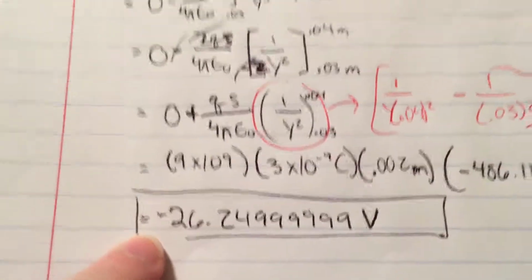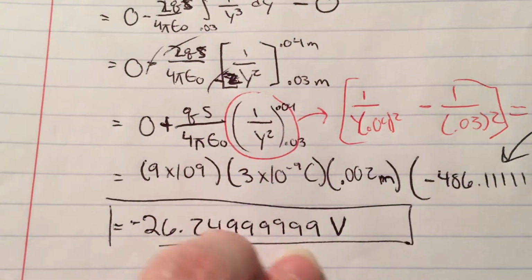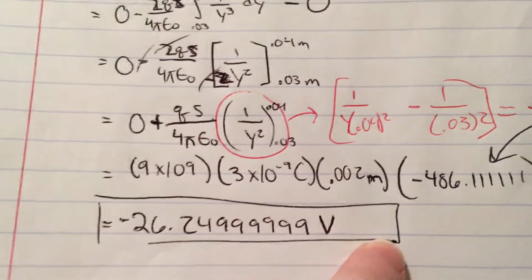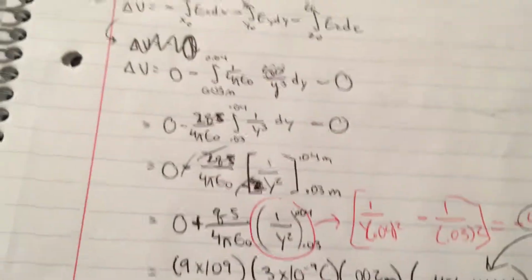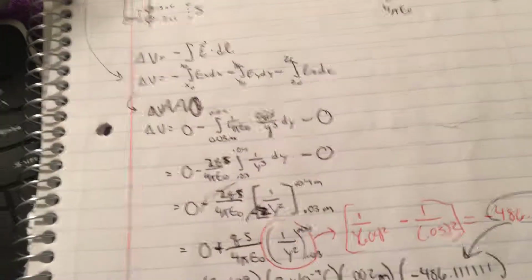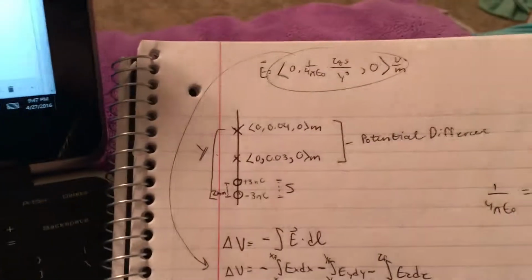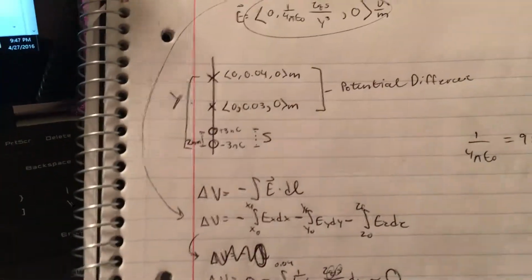And that gives me a total potential of negative 26.24999999 volts. And this is, I believe, an even problem. I set everything up correctly, and I have full confidence that I did my math right, because the math is actually pretty easy once you figure out what you're supposed to use for your values.